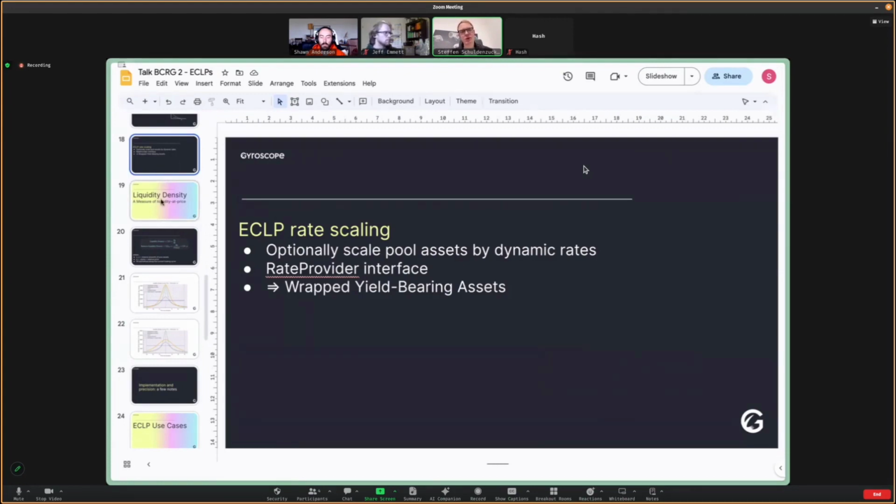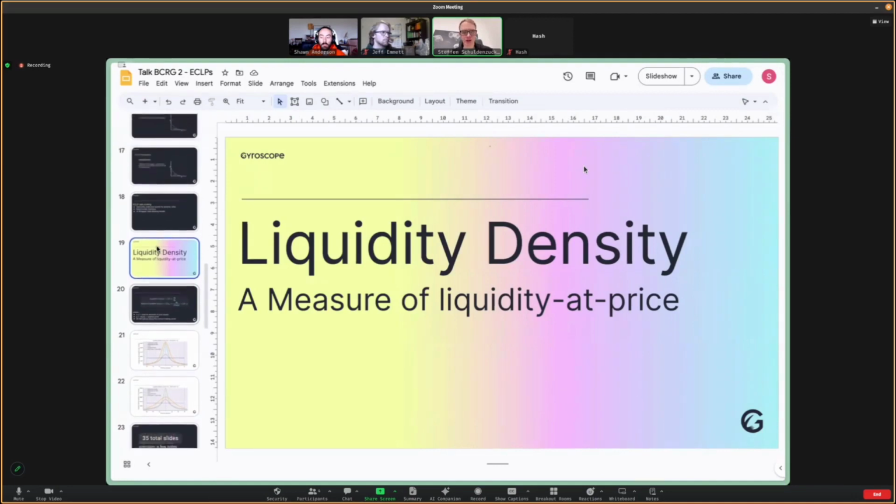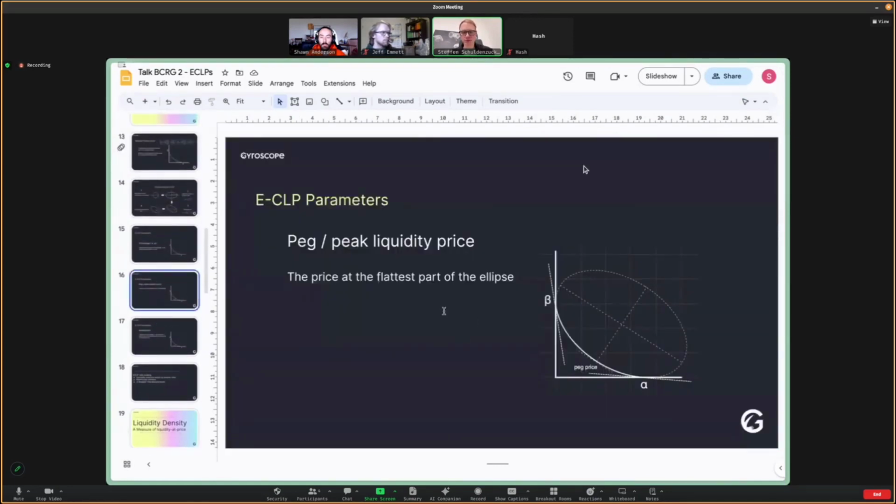I think now what I want to do is a little bit more theory and then some practice. And what I want to talk about is this liquidity density tool. Essentially the motivation was, how can we compare these different curves? And of course, what you can do is you can just look at it.